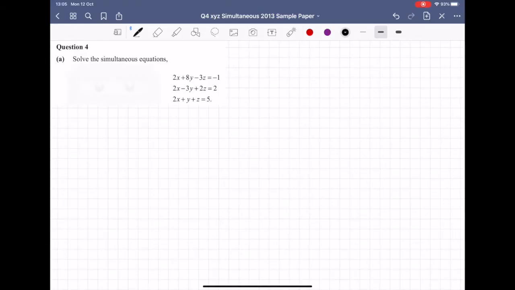Solving simultaneous equations with three variables, in this case x, y, z. This is an example of a question that was on the 2013 sample paper that was brought out when Project Maths came about first.